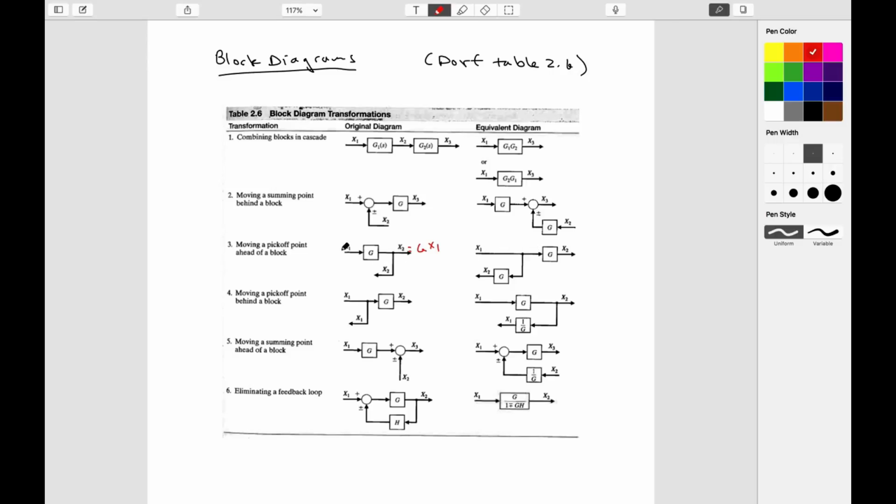And if I have moved this pickoff point, then I have x1 here, and this looks like Gx1 also. So I need to make sure that G appears. Otherwise, it would just look like x1.